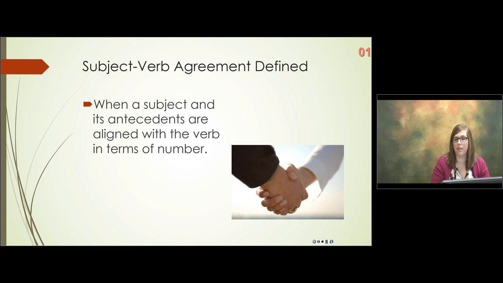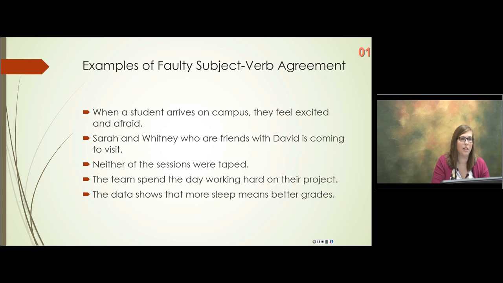Subject-verb agreement is defined as when the subject and its antecedents are aligned with the verb in terms of number. So here are some faulty subject-verb agreement sentences, and we're going to try to find ways to fix them.